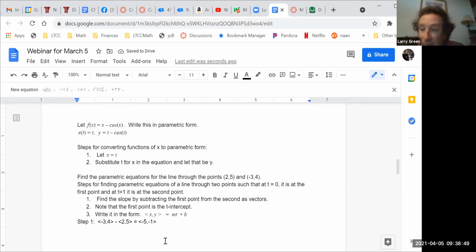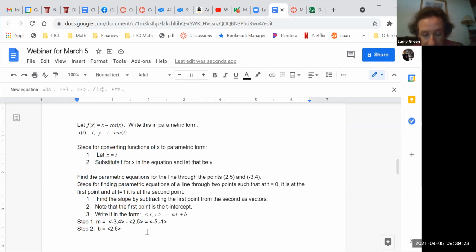Any questions on this? Okay. But it's a vector slope. It's a little different. Step 2. Step 2 is very easy. Step 2, I'm going to write b equals. Maybe I'll write m equals here. So b equals 2, 5. Any questions on that so far?